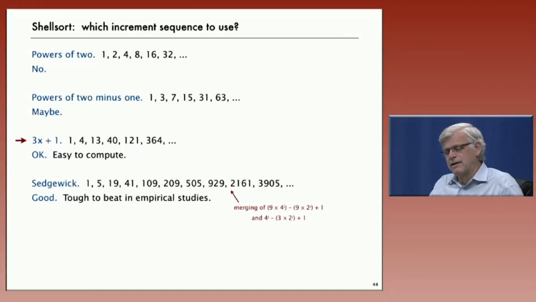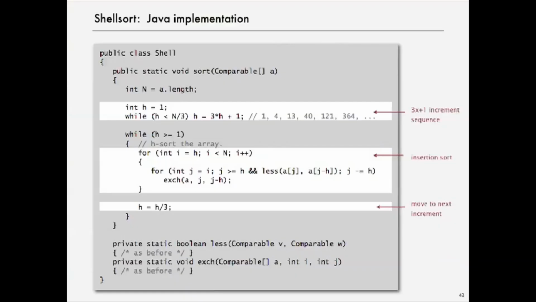But finding the best increment sequence is a research problem that has confounded people for quite a long time. Here's an increment sequence that I found after maybe a year's work, and it works well, but nobody knows if that's the best one. So here's the implementation in Java of shell sort for Knuth's 3x plus 1 increment sequence.